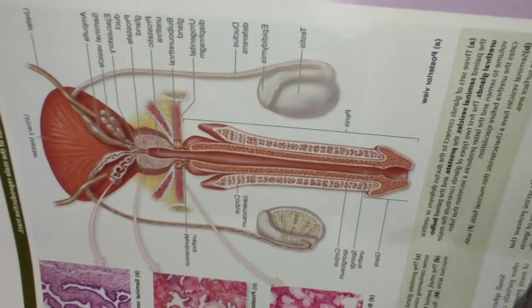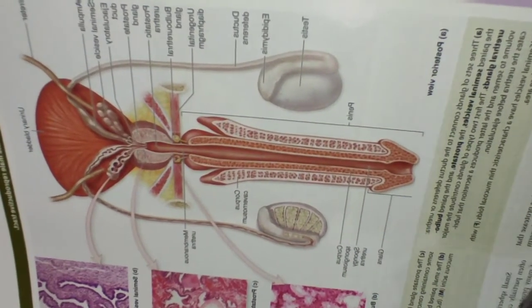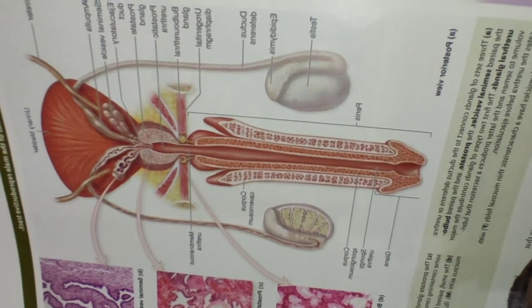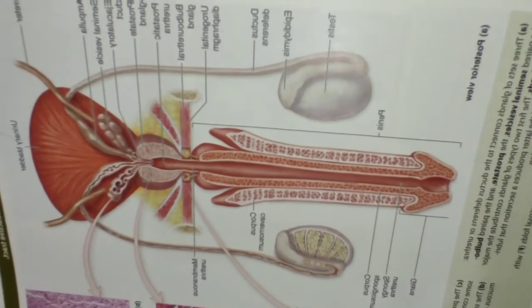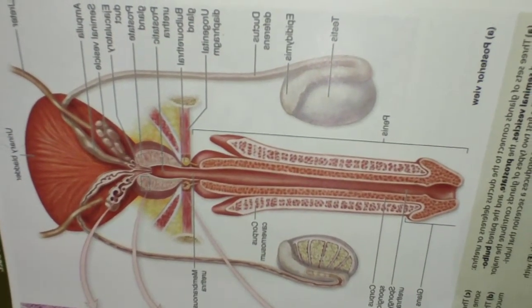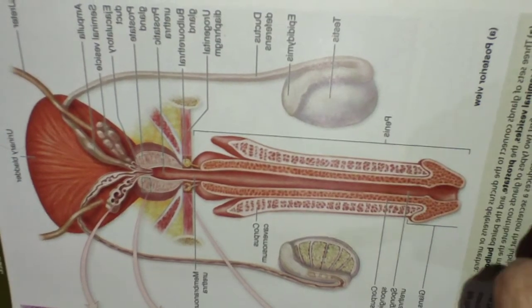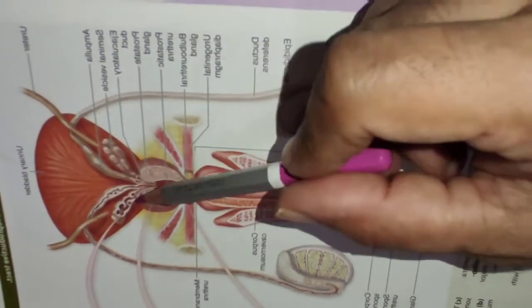Assalamu alaikum students. Today we will learn how to draw the histological structure of seminal vesicle. The seminal vesicles are also called seminal glands. They are paired elongated structures.